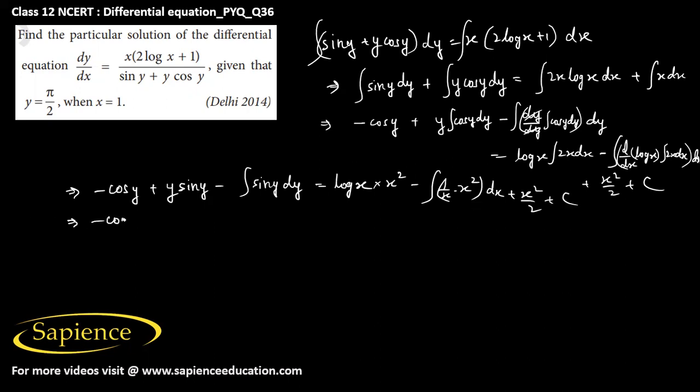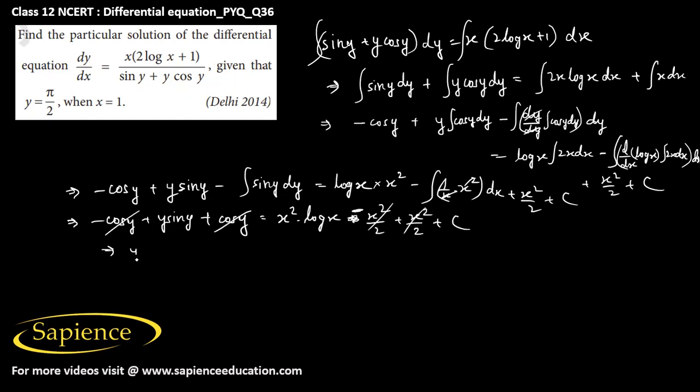So this we can write minus cos y plus y sin y, then minus integral sin y, which is minus cos y, so plus cos y, then that will be equal to x square into log x, then minus integral x dx, that is minus x square by 2, plus x square by 2 plus c. So these two will cancel, and these two also will cancel. Then we'll get y sin y equals x square into log x plus c.